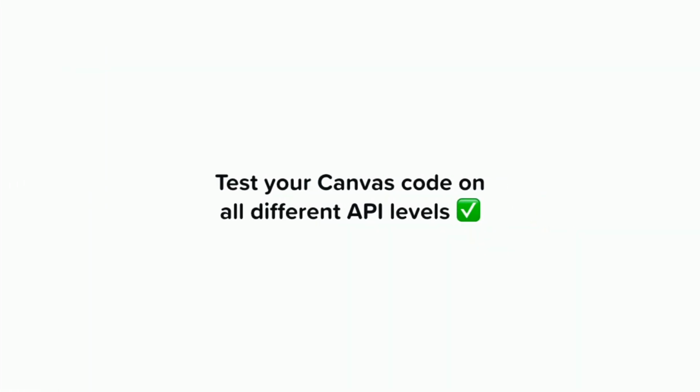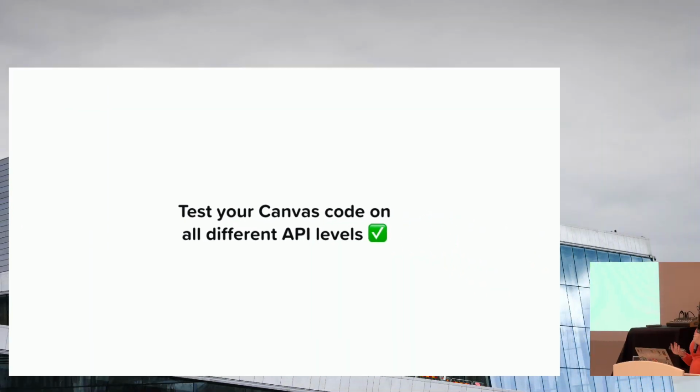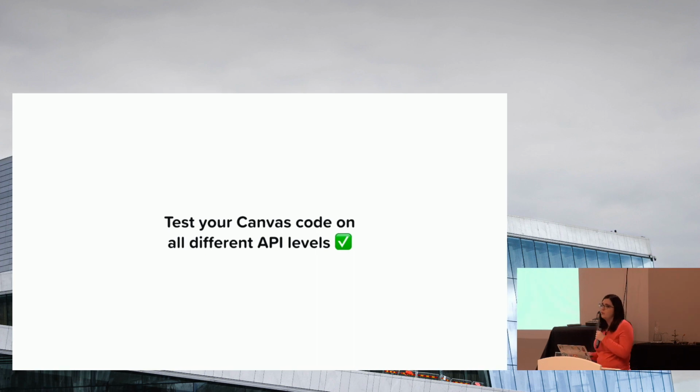So the conclusion of that is that you should test your custom canvas code on different API levels. If you support down to 19, then you probably want to run it on a 19 device and on all the different ones as well, just to make sure you know which version is running which set of canvas calls.